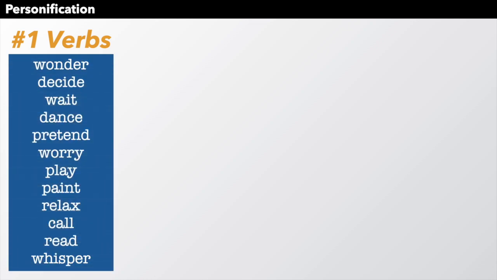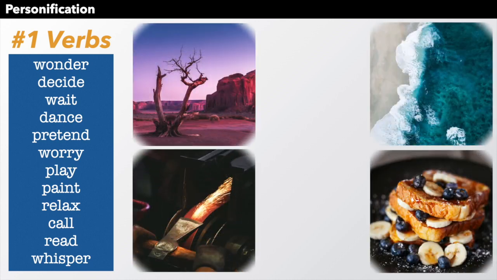So we got a lot of examples for you today. Let's start with verbs. These verbs are usually only used for humans: wonder, decide, wait, dance, pretend, worry, play, paint, relax, call, read, or whisper. Of course, there are many more than on this list. These are just some examples I gave you. Let's check them out.